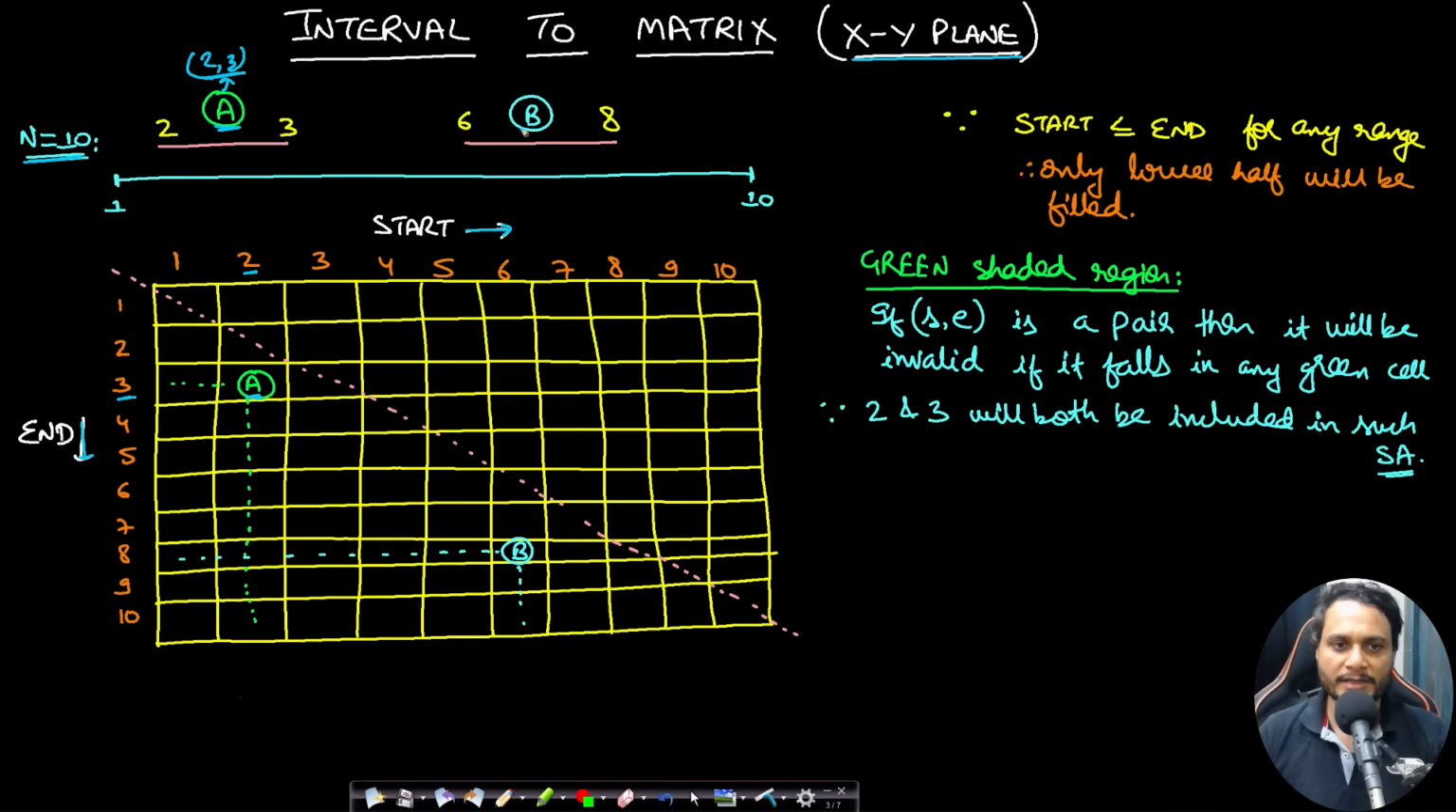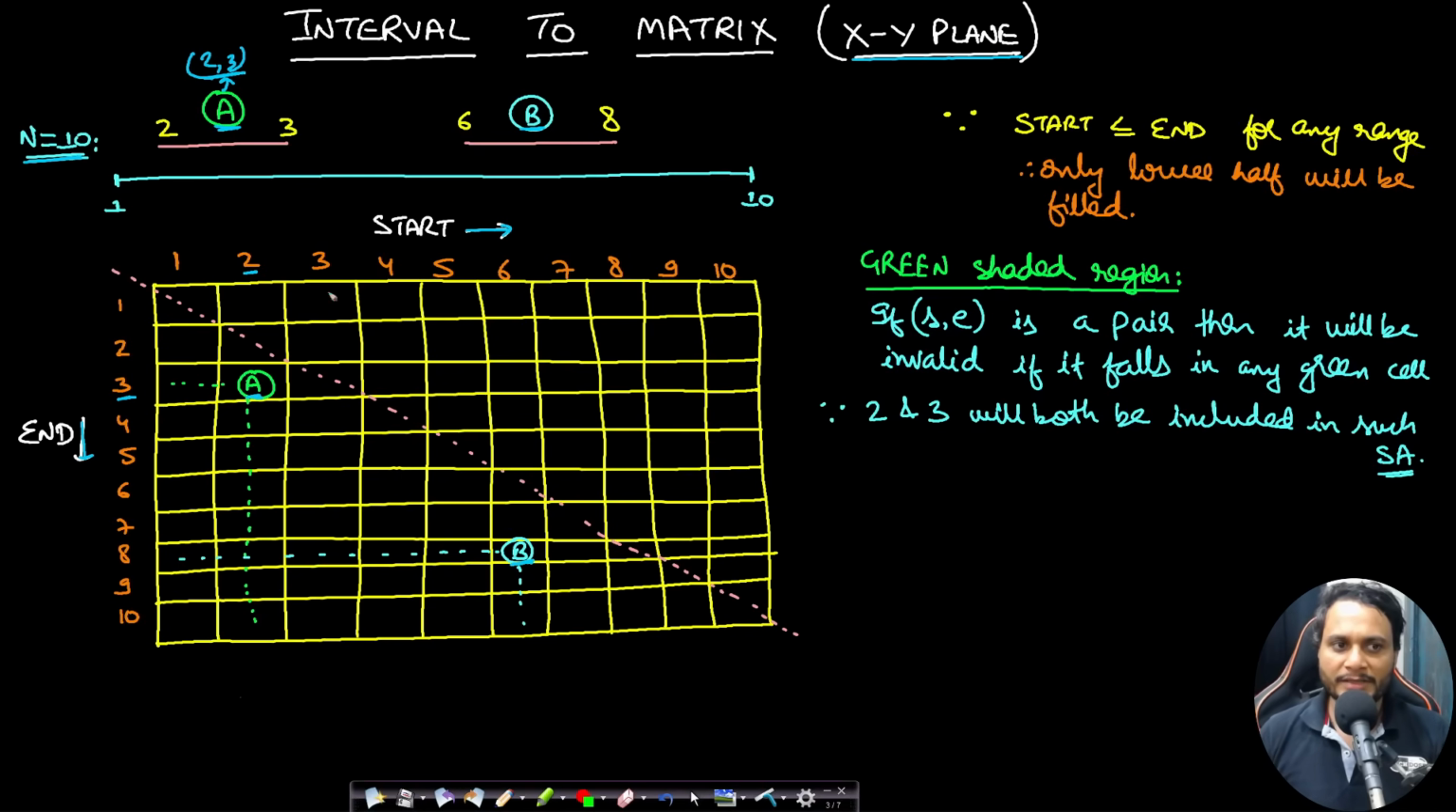If you look at the second interval again, B, 6, 8, then see, I can mark 6, 8 here, and so all of these cells will become invalid. So if you take any cell like, let's say, 4, 10, 4, 10 will entirely contain 6, 8. So this becomes invalid, right?